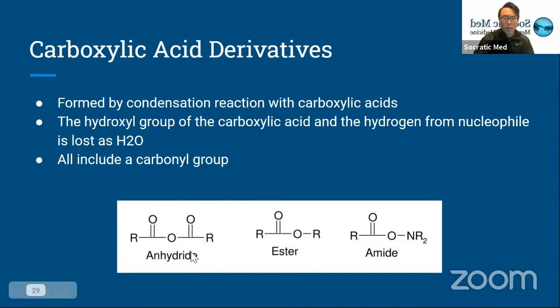The anhydride looks similar to a carboxylic acid because it's actually two carboxylic acids reacting with each other to form the anhydride. So it's like two carboxylic acids combined into one. Ester is a carboxylic acid reacted with an alcohol group, an OR group, to form the ester. The OR group replaces the OH hydroxyl group in a carboxylic acid. And for an amide, either ammonia or an amine group replaces that hydroxyl group in a carboxylic acid to form an amide.